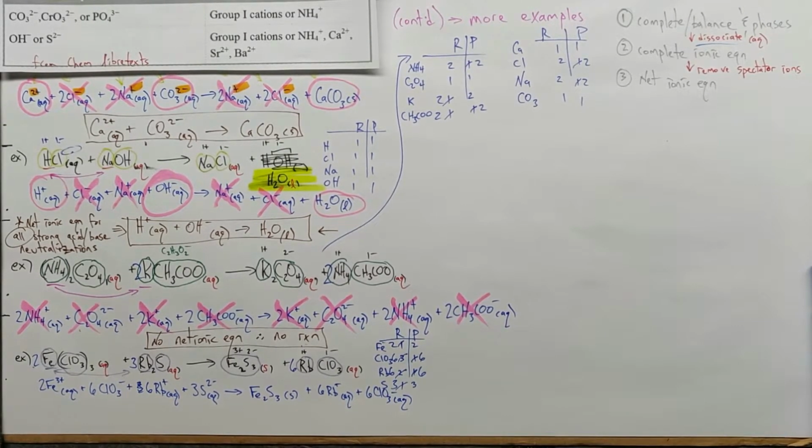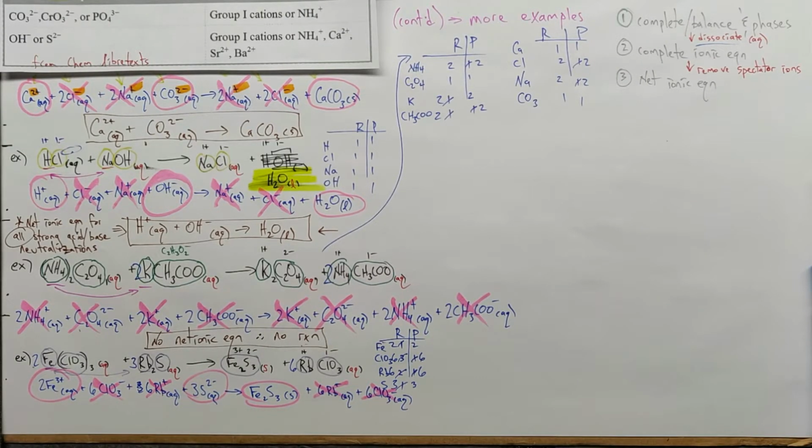All right, we're going to look for our spectators here, and we'll cross out anything that remains unchanged from left to right. If you look here, we have iron ions, and I don't have iron ions. The iron's part of a compound. That's because things have changed, okay? I have chlorate ions, and I have chlorate ions, so those must be spectators. I have rubidium ions and rubidium ions, so those must be spectators. And I have sulfide ions, but no sulfide ions.